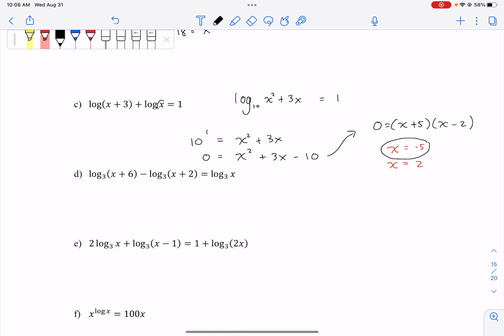Because if you plug it in, then we get log of negative 5, and remember that this cannot be negative. The two restrictions are the base has to be positive and it can't be 1, and the number over here cannot be negative. So we reject this, and my only answer is x is equal to 2.